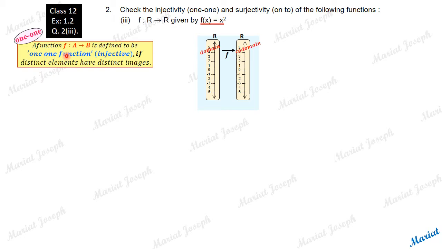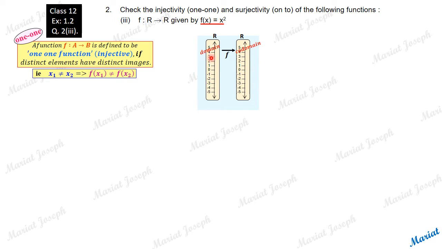A function f defined from set A to set B is defined as a one-one function or injective function if distinct elements have distinct images under that rule. That is, when you take distinct elements in the domain, their images should also be distinct, which can be interpreted as: when x1 and x2 are unequal, their respective images f of x1 and f of x2 should also be unequal. That is what distinct elements mean.